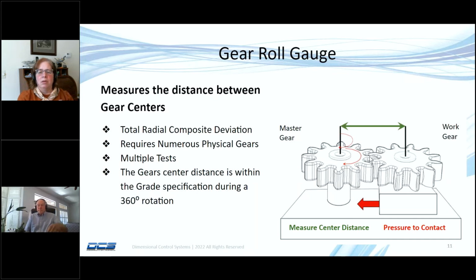This is intended to measure radial composite deviation, and in a real world test of this, you test a bunch of these gears and do multiple tests on them, and your measurement of center to center distance will determine whether they meet your quality requirements. You need to do the full rotation and measure this for the full rotation.